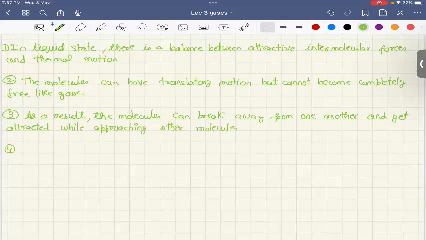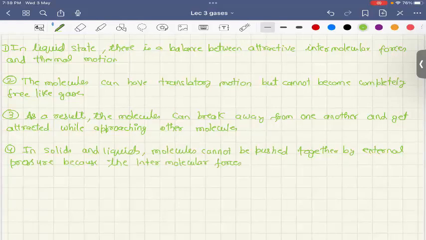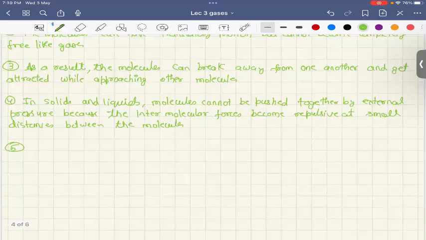In solids and liquids, molecules cannot be pushed together by external pressure because the intermolecular forces become repulsive at short distances between the molecules, right? Therefore, solids and liquids cannot be easily compressed.